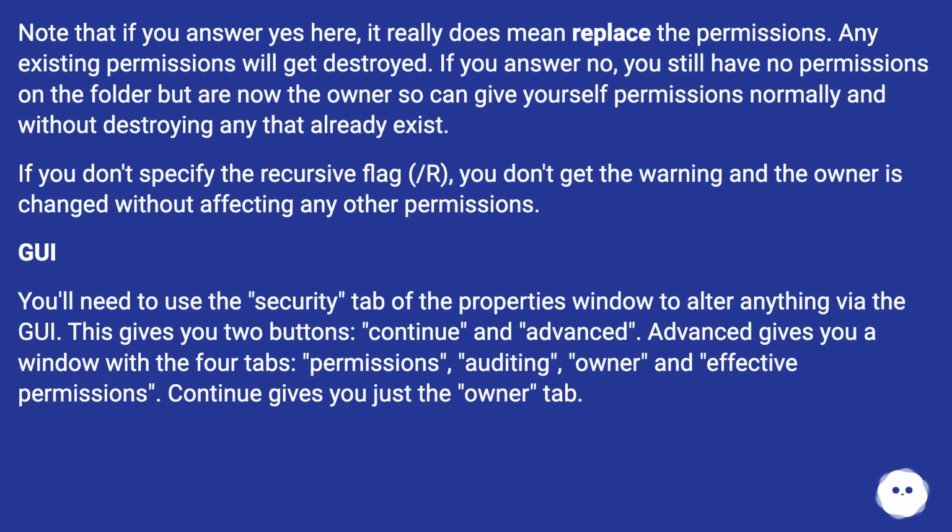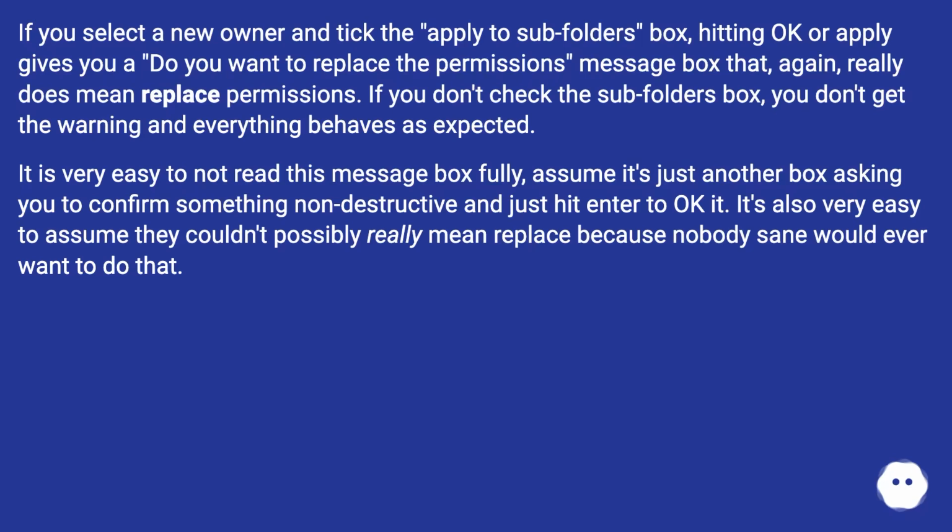GUI. You'll need to use the Security tab of the Properties window to alter anything via the GUI. This gives you two buttons, Continue and Advanced. Advanced gives you a window with the 4 tabs: Permissions, Auditing, Owner, and Effective Permissions. Continue gives you just the Owner tab. If you select a new owner and tick the Apply to subfolders box, hitting OK or Apply gives you a "Do you want to replace the permissions?" message box that, again, really does mean replace permissions. If you don't check the subfolders box, you don't get the warning and everything behaves as expected.